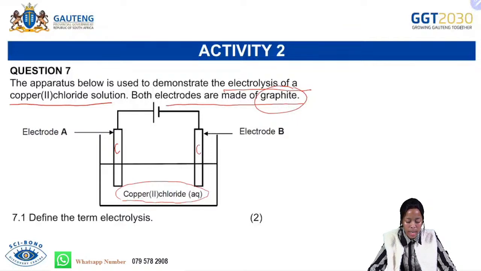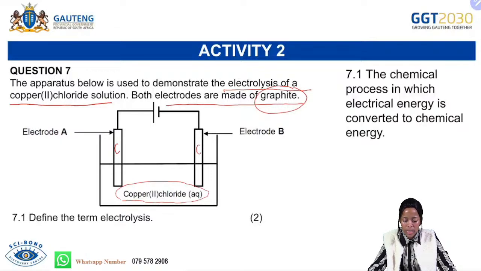And then the first one is: define the term electrolysis, okay? With definitions, we're going to define according to the examination guidelines. So it says here, the chemical process in which electrical energy is converted to chemical energy.